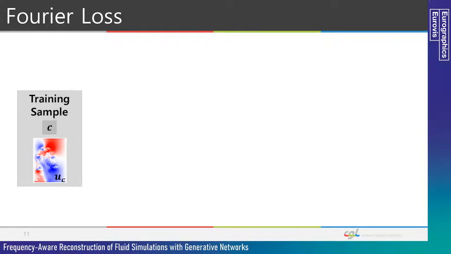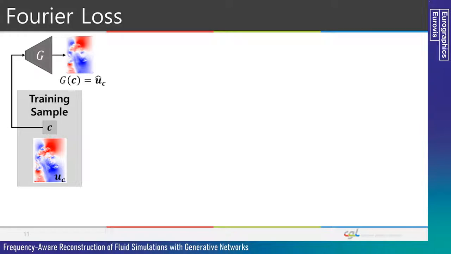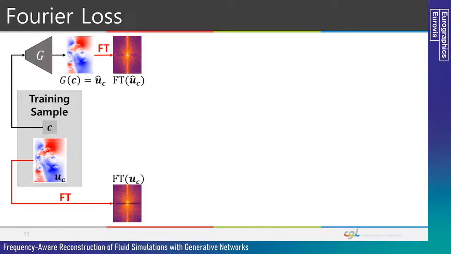To overcome these issues, we present a novel loss function in the Fourier domain that is able to focus on the crucial bands that we previously found. We start from a training sample that consists of parameters C and the ground truth velocity field UC. We pass the parameter C through the generator G and get a reconstructed velocity field U hat of C. And we compute the Fourier transform Ft of U hat of C. We do the same, i.e. compute the Fourier transform also for the ground truth data.